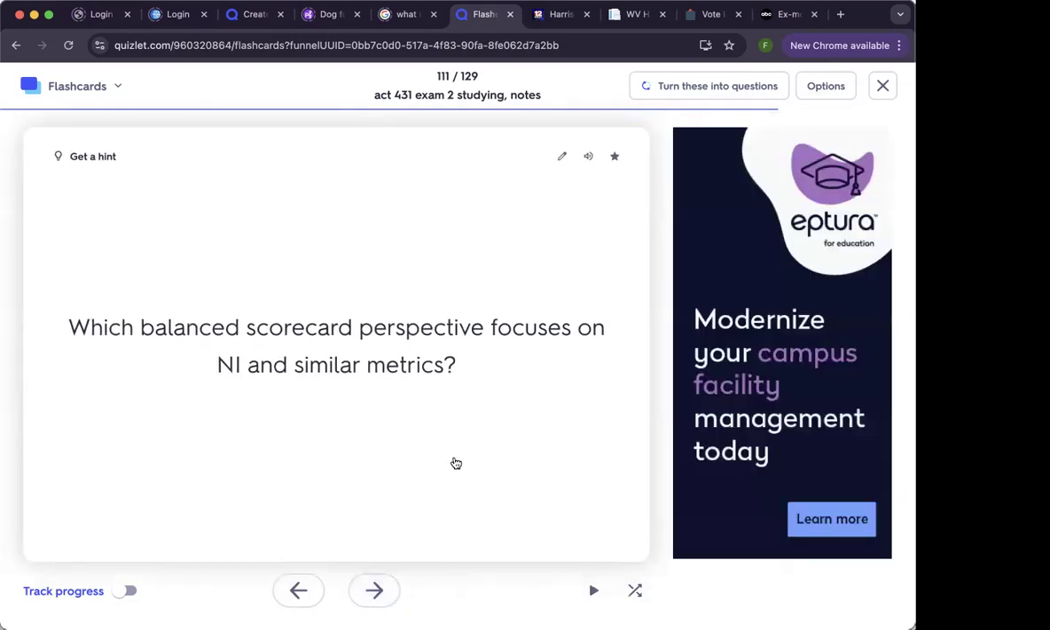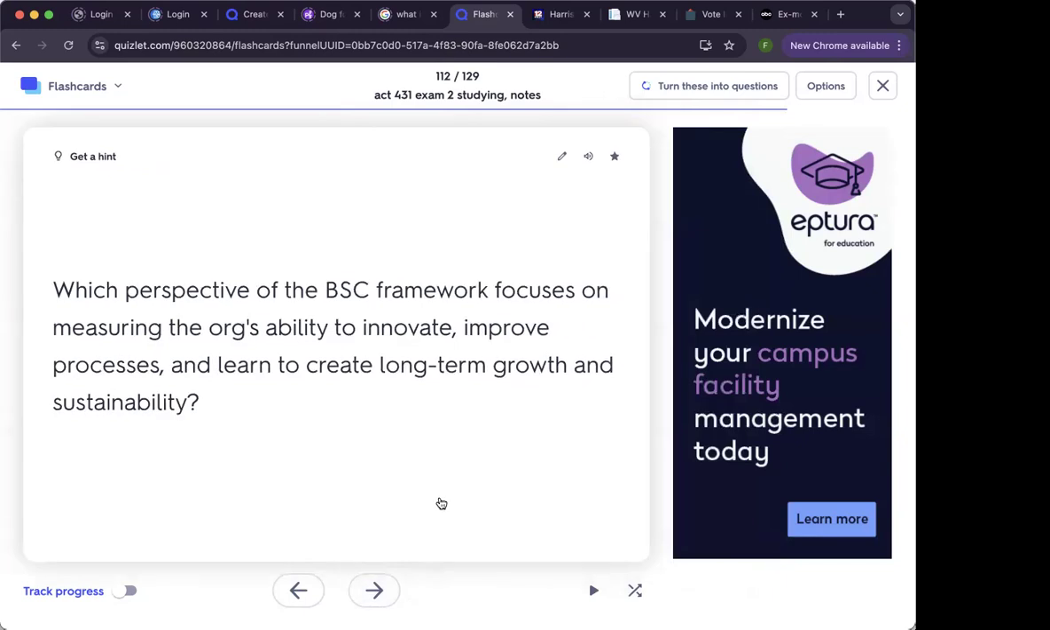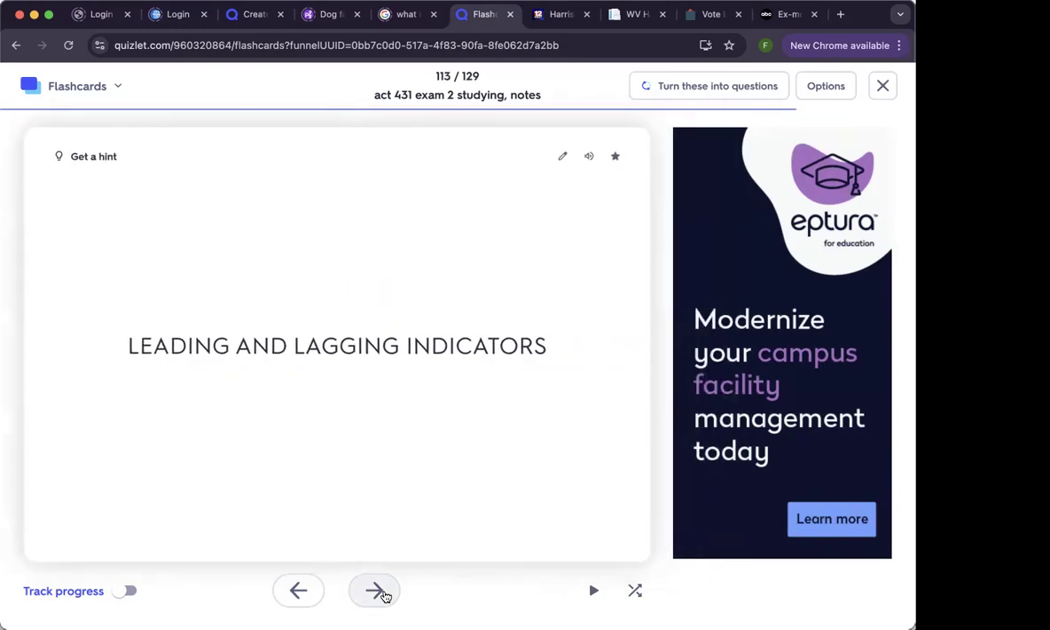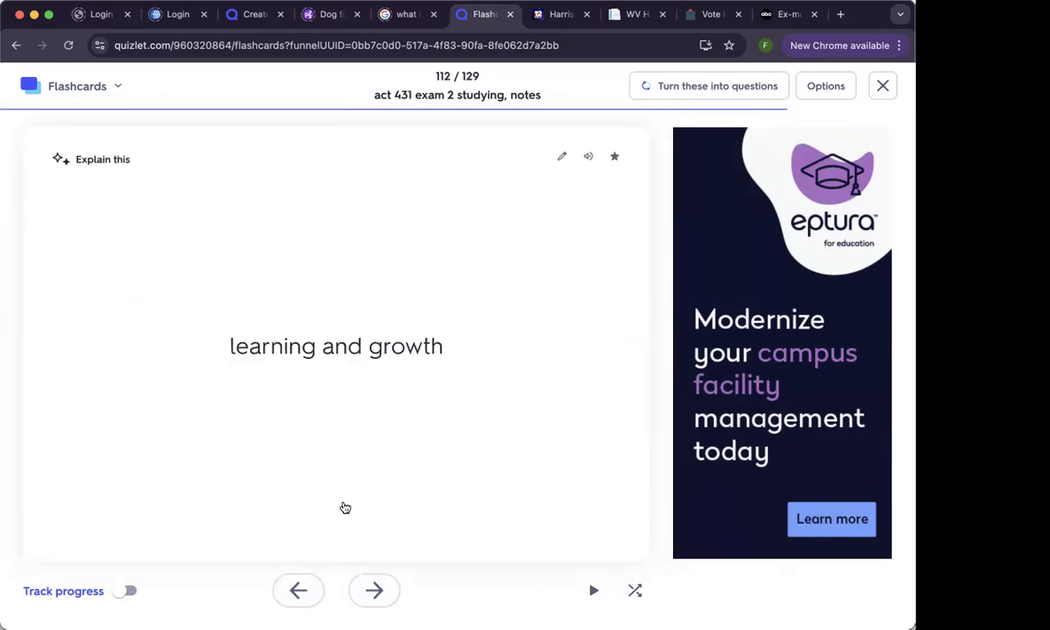Which balanced scorecard perspective focuses on net income and similar metrics? Financial. Which perspective of the balanced scorecard framework focuses on measuring the org's ability to innovate, improve processes, and learn to create long-term growth and sustainability? Learning and growth.